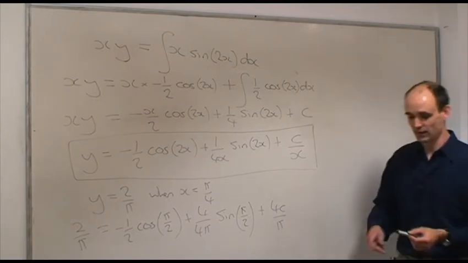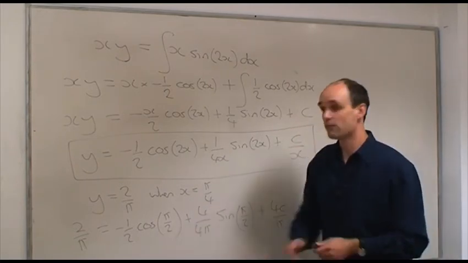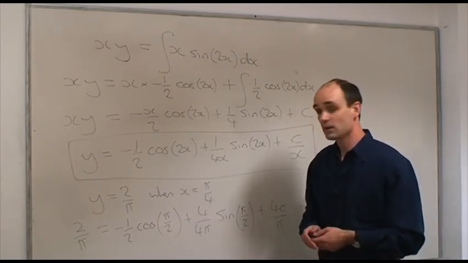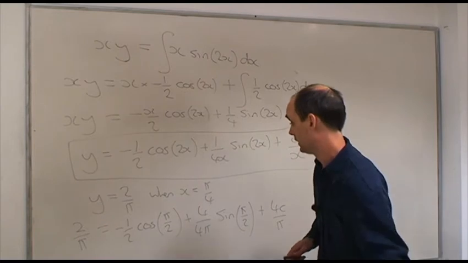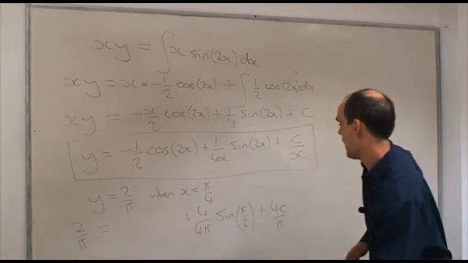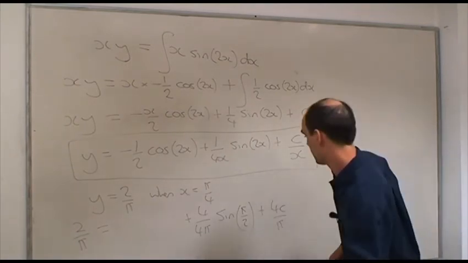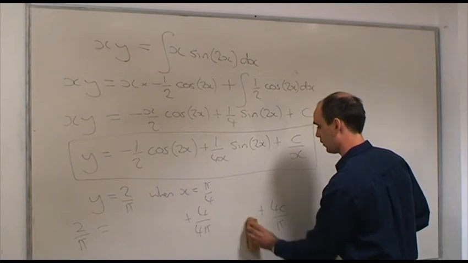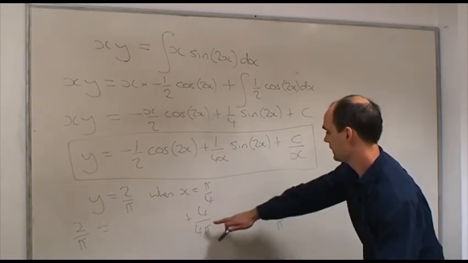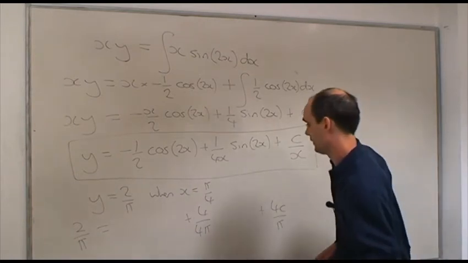Let's have a look at each of these terms. Well, the cosine of pi over 2 you should know is 0, so we can get rid of that term there. And the sine of pi over 2 you should know is 1, so we can get rid of that term there. That's equal to 1. 1 times this lot, and 4 divided by 4 pi, we can cancel our 4s.